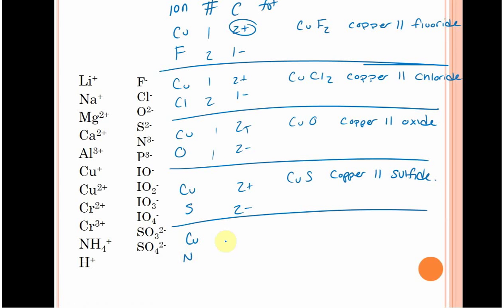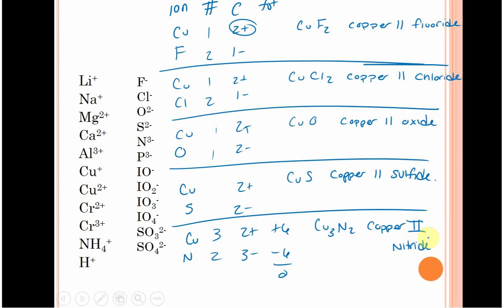Cu with N, this is 2 plus, 3 minus, lowest common denominator is 6, so we need 3 coppers, 2 nitrogens. You get plus 6 and minus 6 to cancel for 0. So Cu3N2 is copper 2. Nitrogen becomes nitride.